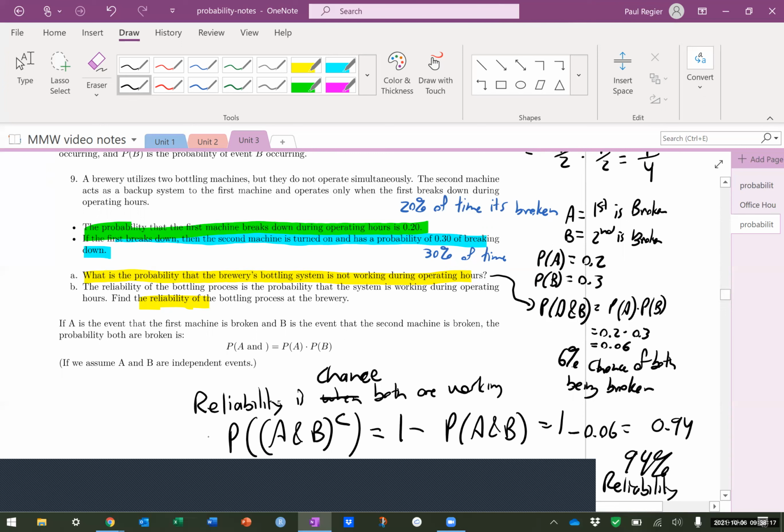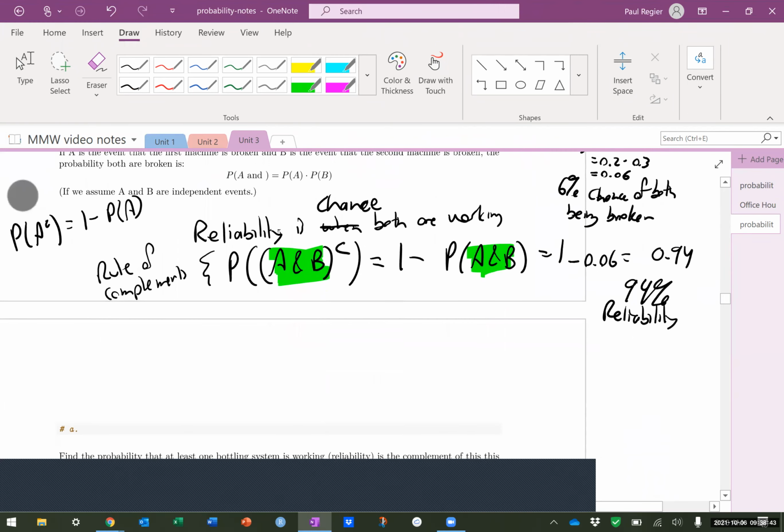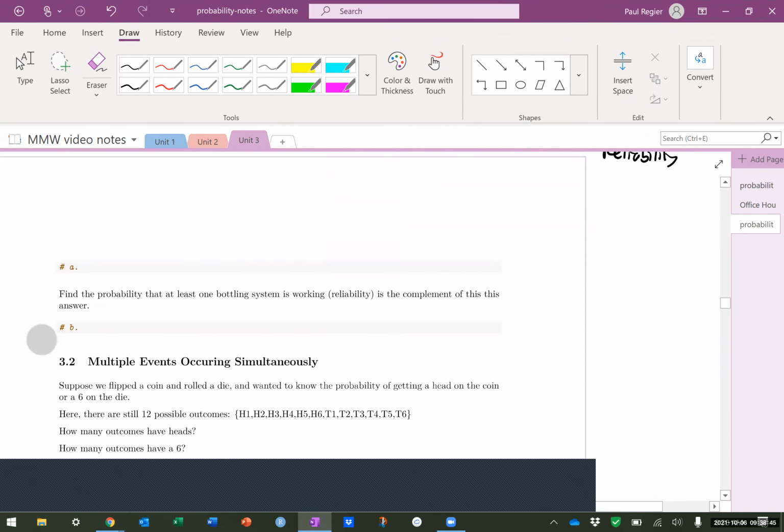So this is the rule of complements that we used earlier. If you need some review, we wrote it like this: P of A complement equals 1 minus P of A. Well, notice my whole event here is A and B occurring. So if I look at the complement of that, it's 1 minus the probability. Okay, so that's my first rule. You can use that in a lot of interesting cases.